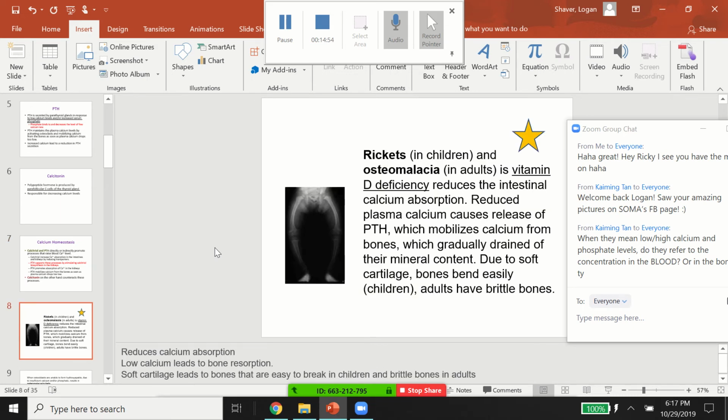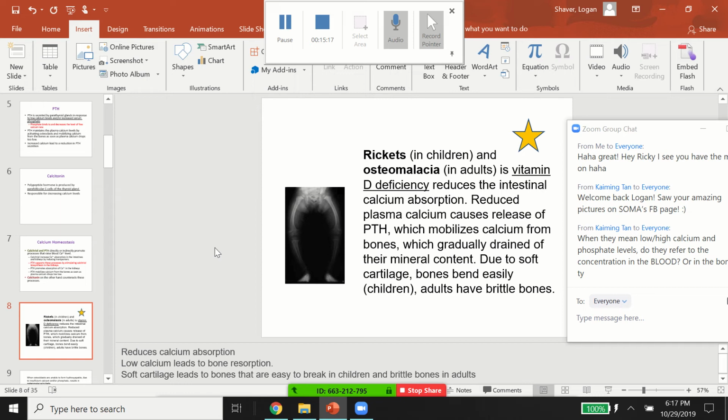All right, rickets is one of those processes, right? So rickets in children, or osteomalacia, they're the same thing, but they're named differently based upon if it's in children or in adults. So basically, just put rickets slash osteomalacia. Okay, they're the same thing, and that's the way to think about it.